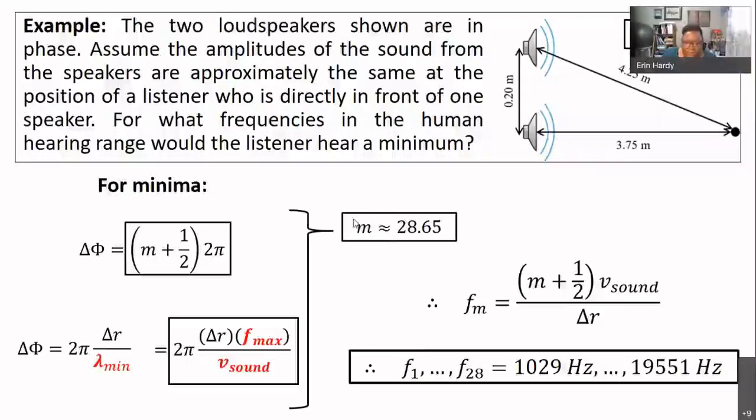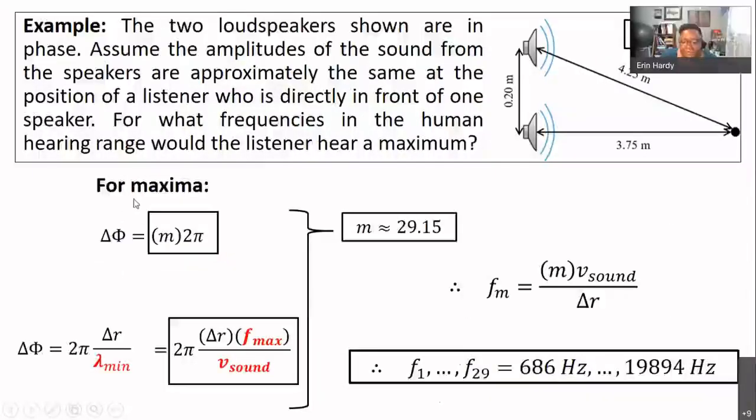And for the lowest possible, remember, we never start with M equals 0, but we start on M equals 1. So the lowest possible frequency, which matches up with the longest possible wavelength, would be 1,029 hertz. And the next slide is the same type of question, but now we're looking for the maxima as opposed to the minima.